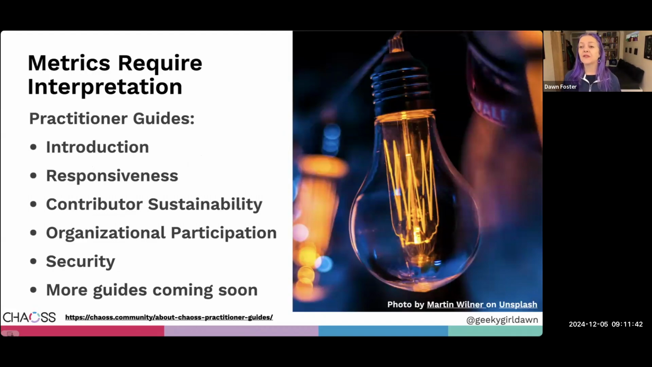Now, the guides are useful for anyone who wants to better understand project health or take action on what they learn from their metrics to make their projects more sustainable. So we have an introduction guide and guides on 4 topics that I'll talk about in the next few slides, and we have more guides coming soon.